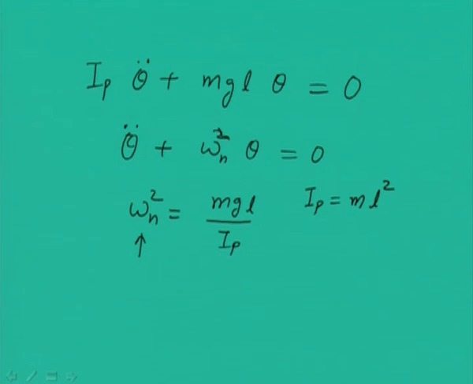So, if we substitute this here, we will get omega n as root of g by L, which is in radians per second. If we want it in cycles per second, we have to divide by 2 pi. To have a better understanding of how to obtain the natural frequency of a particular system, especially for a single degree of freedom system, now I will be taking another example.